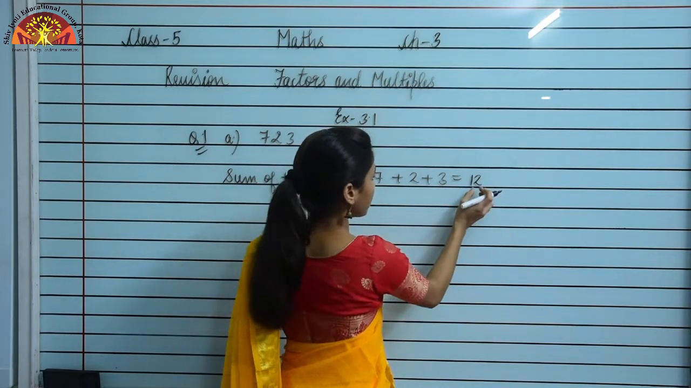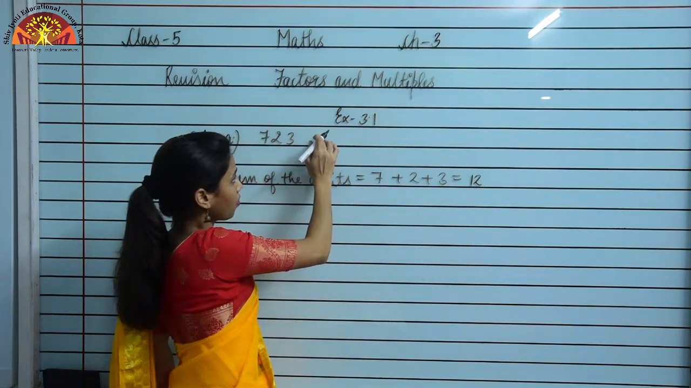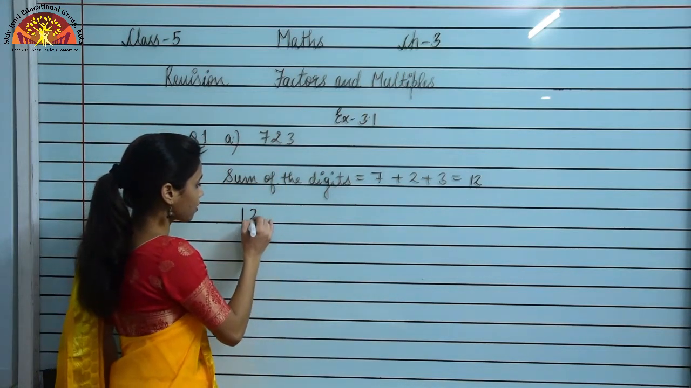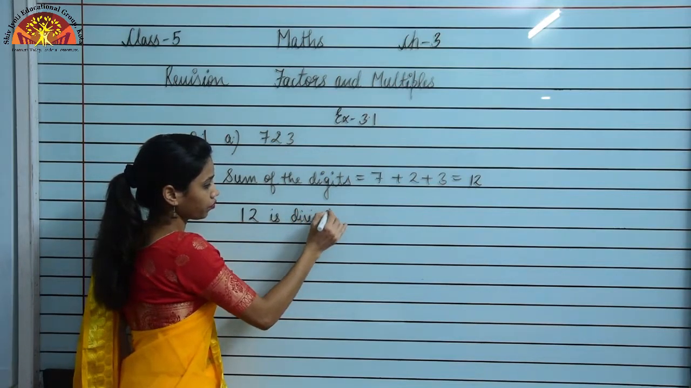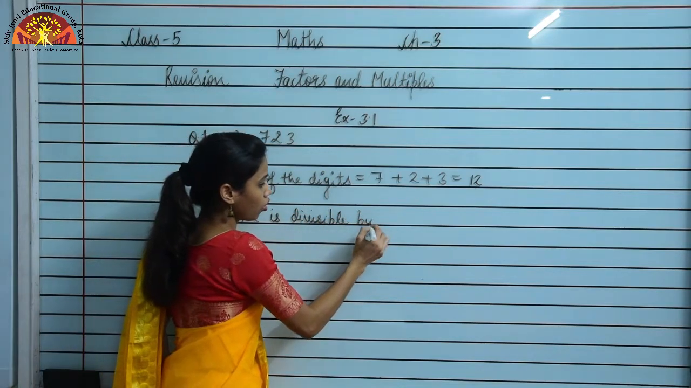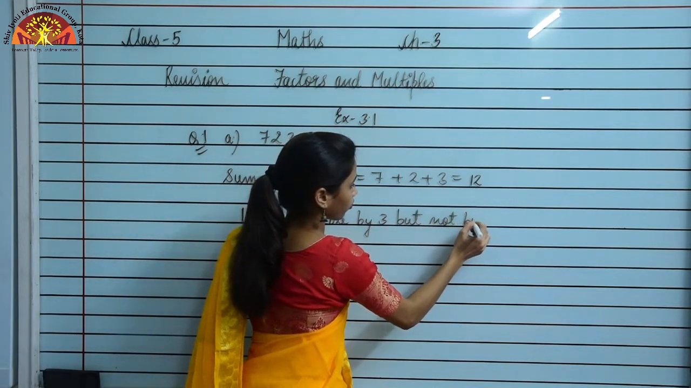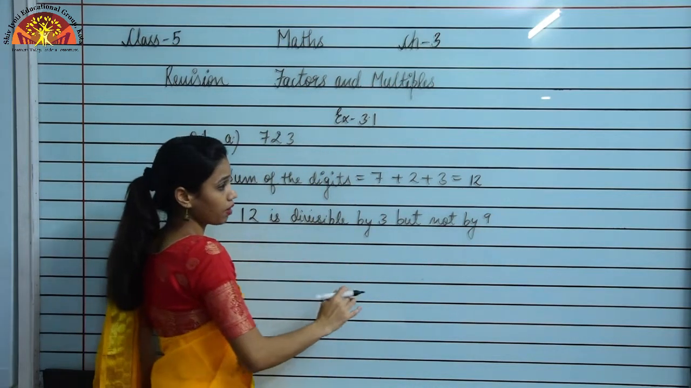Now as you can see, if the sum is divisible by 3 and 9, that means the number is divisible by 3 and 9. Now 12 is divisible by 3, but not by 9. जो 12 है वो 3 से तो divisible हो रहा है, but 9 से divisible नहीं हो रहा है.